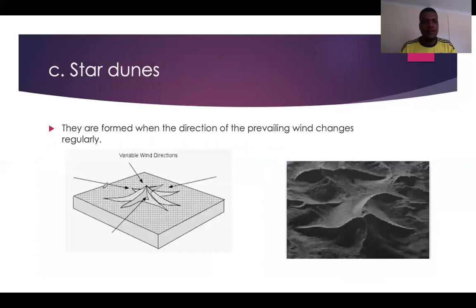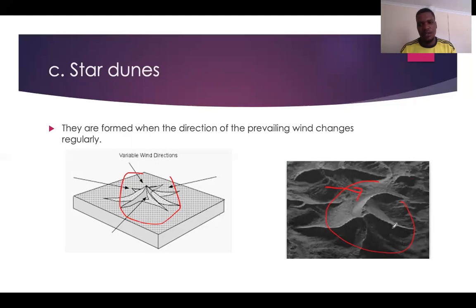Hope you all understand. Then the last one is the star dunes. Star dunes occur due to changes in the prevailing wind. When the prevailing wind is constantly changing directions, what will then be formed is something like this one. A more realistic picture is that at some point the wind is coming through this direction, and then this one becomes the windward side, this one becomes the leeward side.